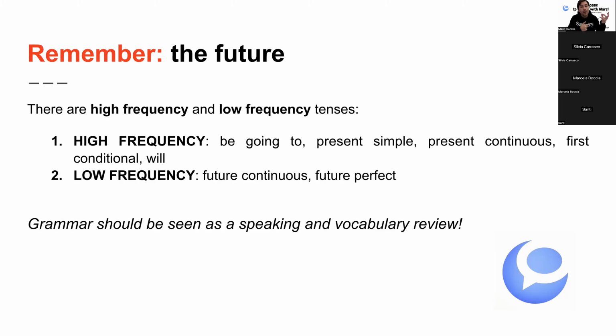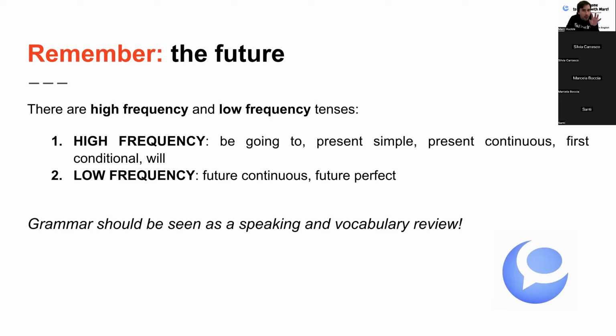Okay? We use the future perfect for something that will have completed at a specific time in the future. We can have a coffee at 11:30, Adela, because I will have finished the exam by 11 o'clock.